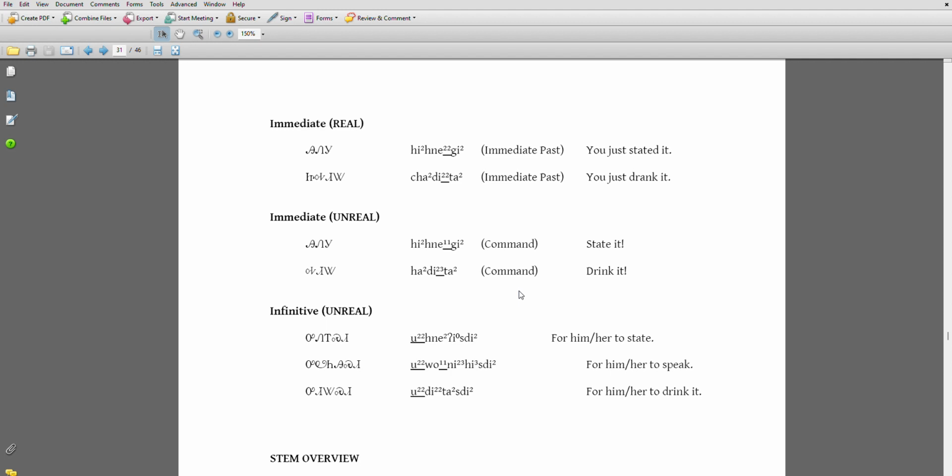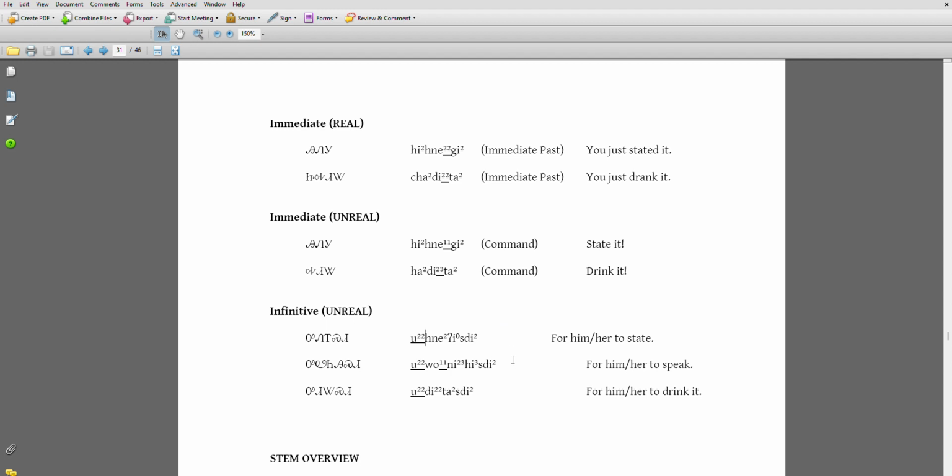Hinegi, state it. Hadita, drink it. The infinitive, unreal. Unesti, for him or her to state. Unesti. So it takes the unreal pronoun. Unesti.